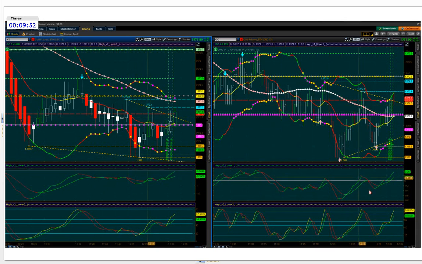So I'm looking at my lower studies. These are my upper studies. These give me direction, and these give me support and resistance levels to trade off of, plus my compression squeeze indicator here.